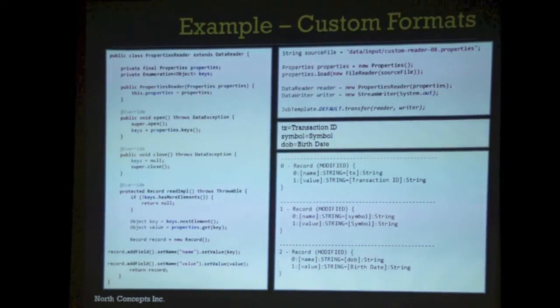The next method is the open method, and all this does is grab the property that came into the constructor and start getting the keys from it. That's about it. And then the close method just sets it to null. The guts of it is the last method, which is the read implementation. This looks at the keys, and it checks to see if there are any more keys, and if not, then it returns null. So that's the end of the stream. If there are keys, it'll get the next key, and also the next value. It'll create a new record, put the name, the key and the value into the record, and then return it. So that's about it.